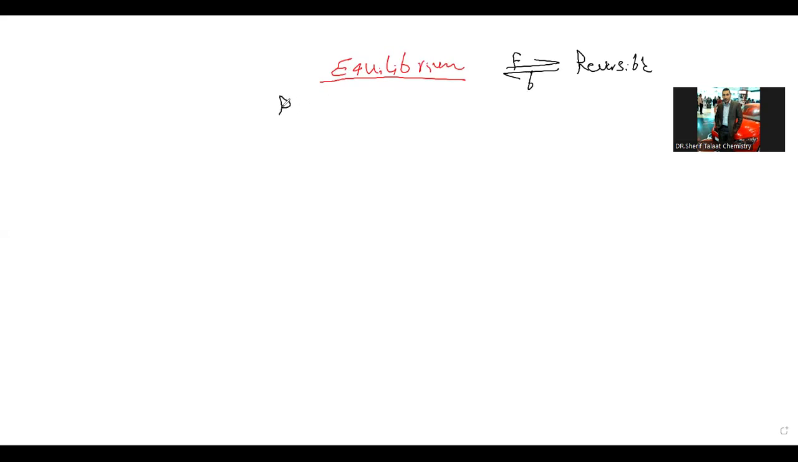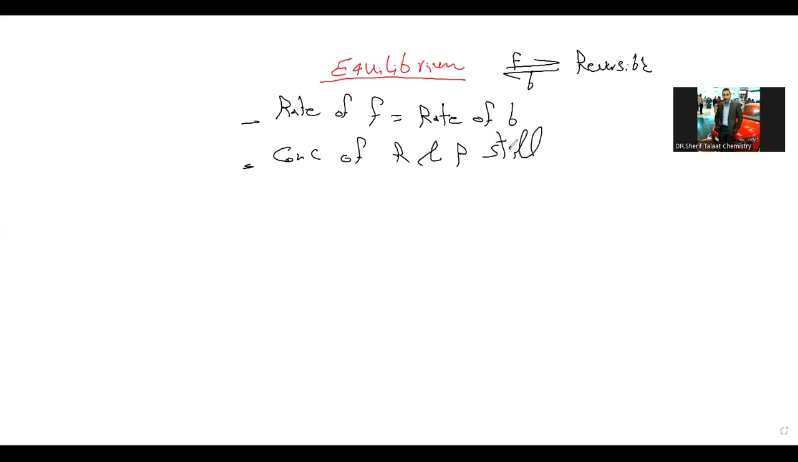Equilibrium takes place when the rate of forward reaction equals the rate of backward or reverse reaction, and the concentration of reactants and the product is still constant or doesn't change. So no longer any change.